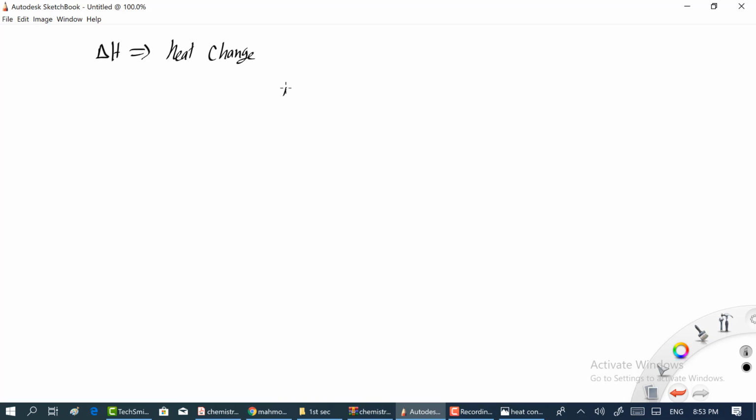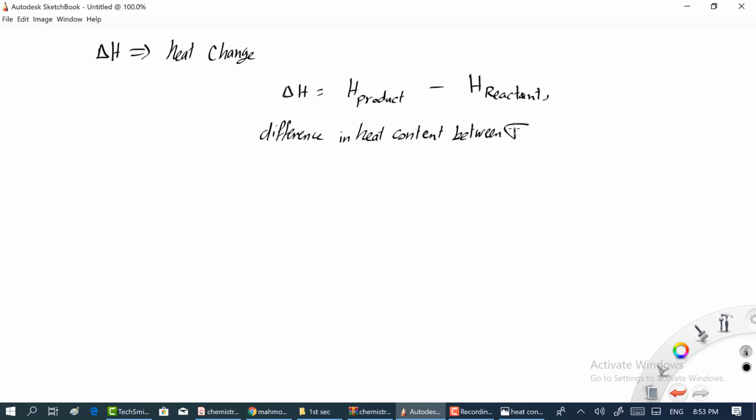It means that delta H equals H of the products minus H of the reactants. It means the difference in heat content between reactants and products.